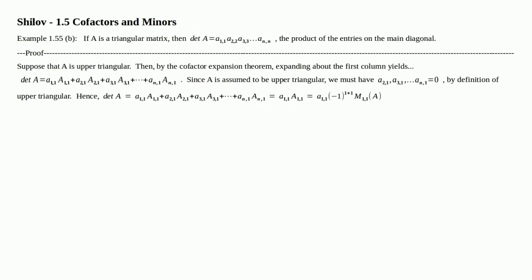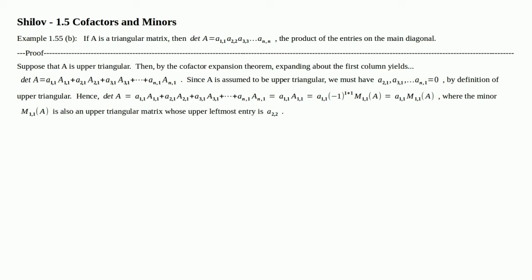Okay, but that would be equal to lowercase a sub 1, 1 times negative 1 to the 1 plus 1 power times the minor sub 1, 1 of A. Why is that? Well, that's just the definition of the cofactor. If you don't know that, go review the previous video where we discuss or define cofactors. That's the definition right there. But negative 1 to the 1 plus 1 is just 1, so I could just write a sub 1, 1 times the minor sub 1, 1 of A. Easy.